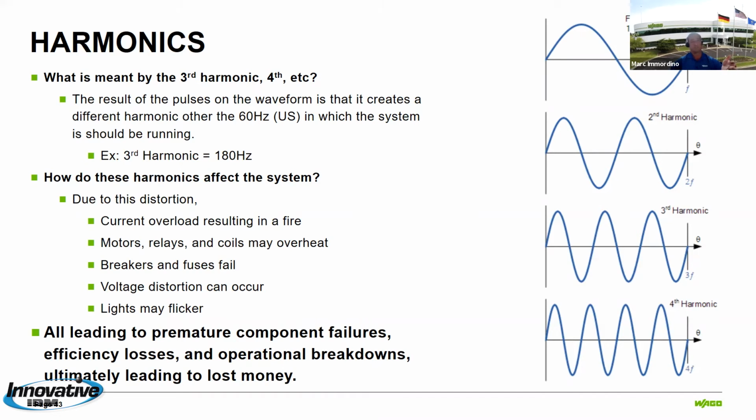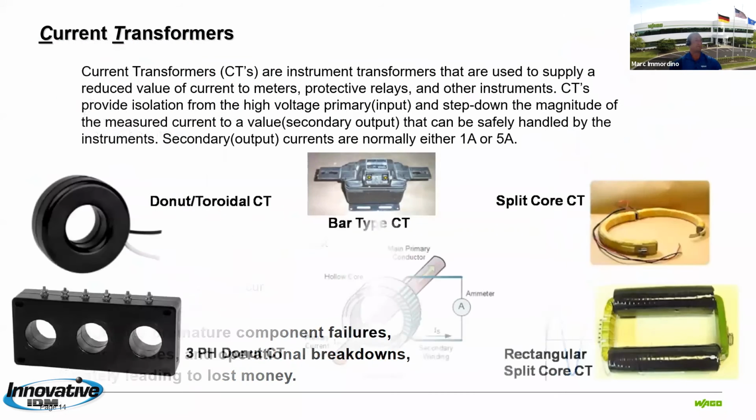And those distortions can cause things like current overloads, motor, relay, and coil overheating, breakers and fuses failing, and lights may flicker. So all of this can lead to premature component failures, efficiency losses, operational breakdowns. And anytime that happens, now you're not just talking about cost for power, now you're talking about cost in your manufacturing. So obviously these are things that need to be considered.